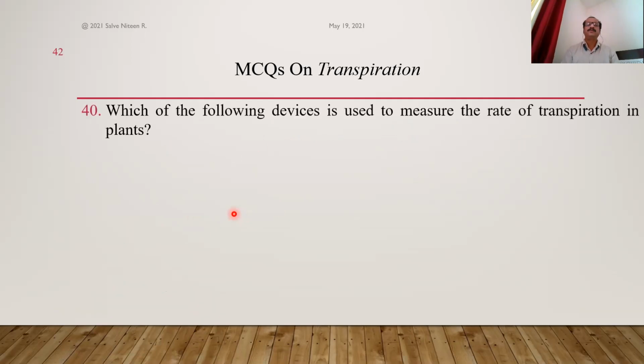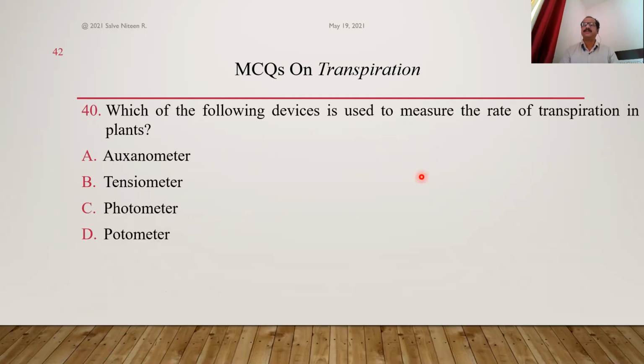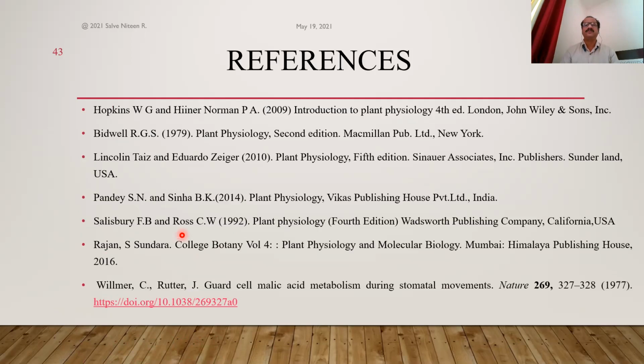Okay. Which of the following devices is used to measure the rate of transpiration in the plant? In the very first picture, we have seen that device, and for practical purpose, it is used. So that device is called as potometer, an instrument which is used to measure the rate of transpiration, the speed of transpiration in plants. So D is the right answer here. So we have covered up till now 40 questions on transpiration.